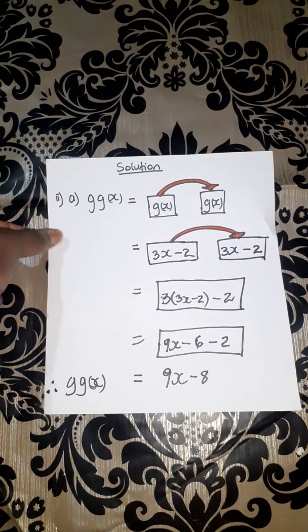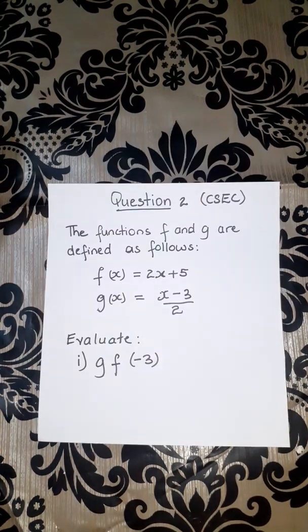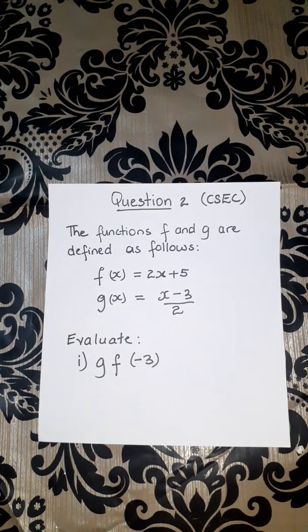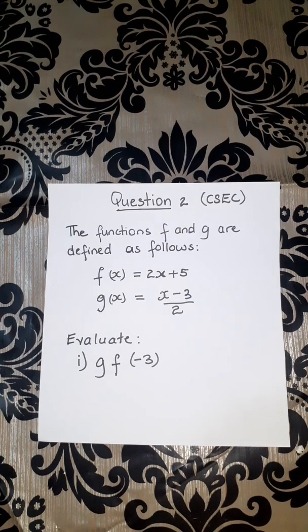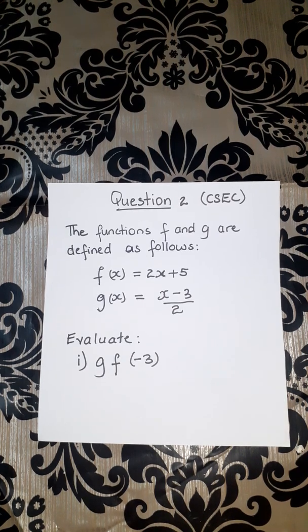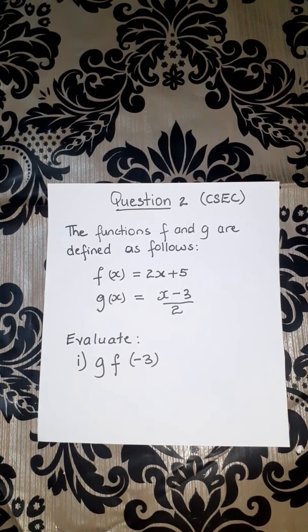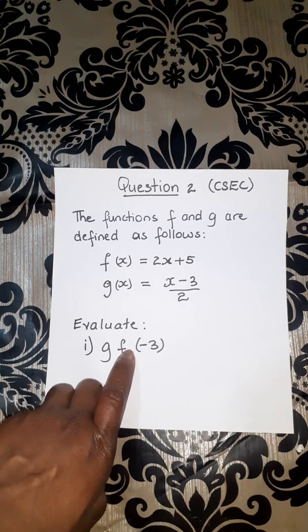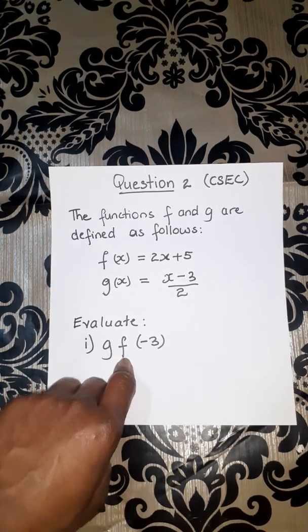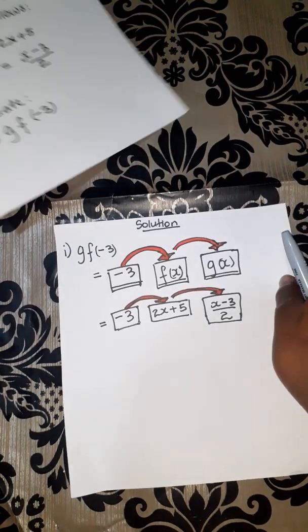Remember, you can pause the video to look at it a little bit more. Now for question 2. We're still using functions f and g, but now f of x is defined as 2x plus 5, while g of x is x minus 3 over 2. We are asked to evaluate g of f of negative 3. We didn't get any other part of this question except for this one, so let's go ahead and do that.